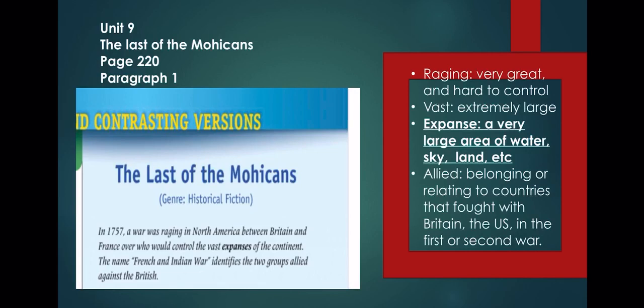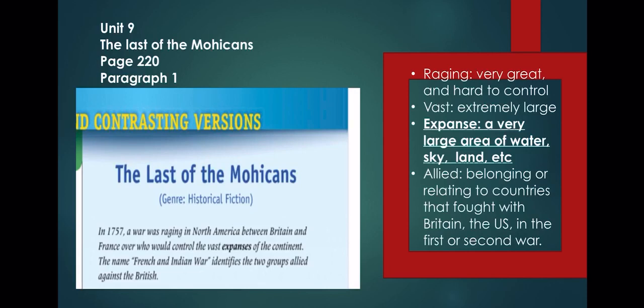Let's start reading. In 1757, a war was raging in North America between Britain and France over who would control the vast expanses of the continent. The name French and Indian War identifies the two groups allied against the British. So actually, it tells you what history this talks about.